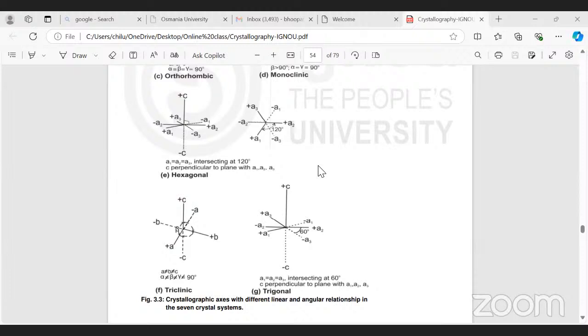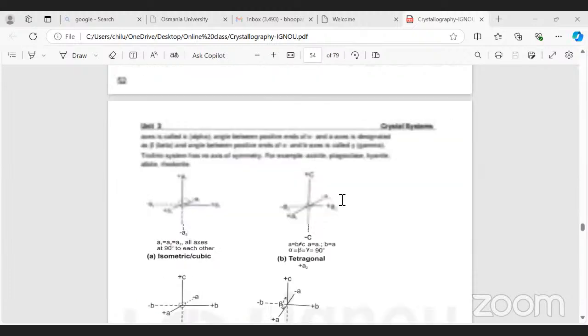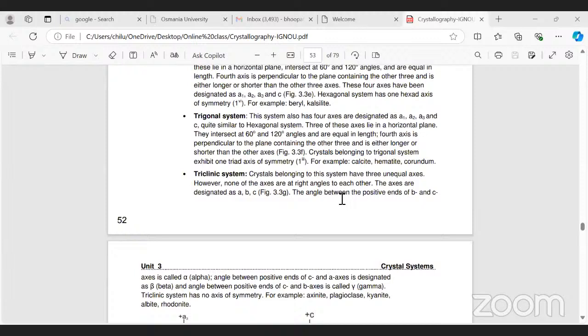The next one is the hexagonal system, and what is an example for this one? In a triclinic system, we mostly see the axinite type of minerals and the plagioclase type of minerals, and kyanite, albite, rhodonite. These minerals are classified into this group.